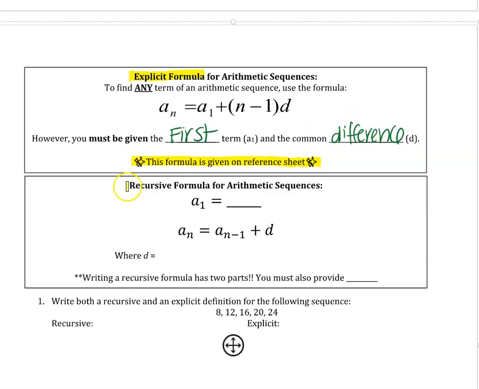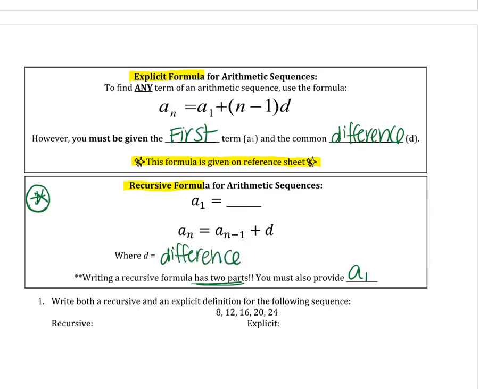Now, the next, which is your recursive formula, is not given on your reference sheet. Notice how I don't have the little stars in this box. So this you'll just have to memorize. So I'm just going to put a little star here. You got to memorize this. It's always given in 2 parts. I'm going to underline that right here. Where I always give you the first term, or you have to provide the first term, and D is your common difference.